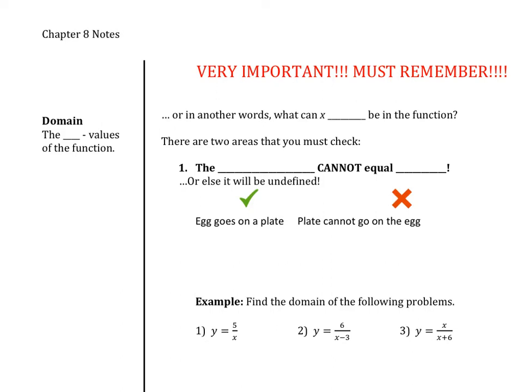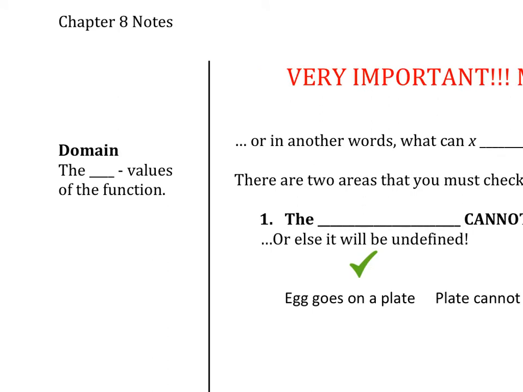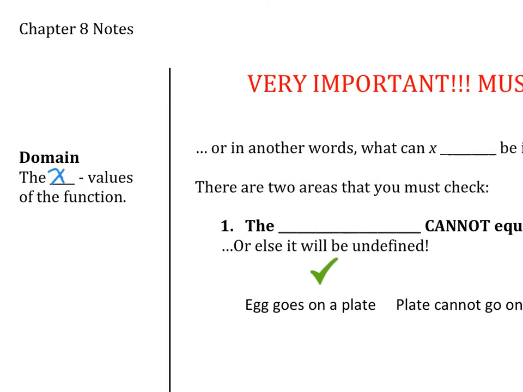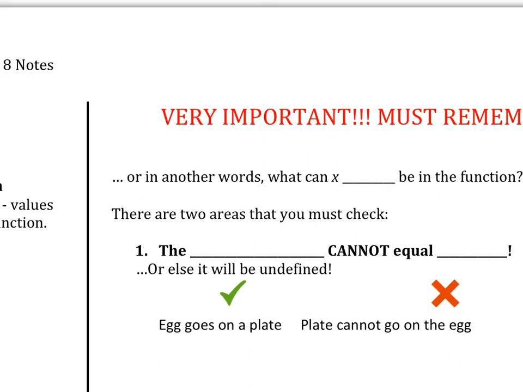Okay, so the first important thing about this chapter is we need to be able to find the domain. Let's remind ourselves: what does domain mean? X values. Yes, the x value. So we are checking for x values. But a fast way to check is not to find the x value, but to ask what can x not be in the function. What numbers will x not work for?